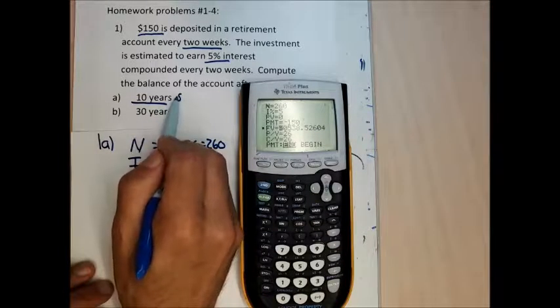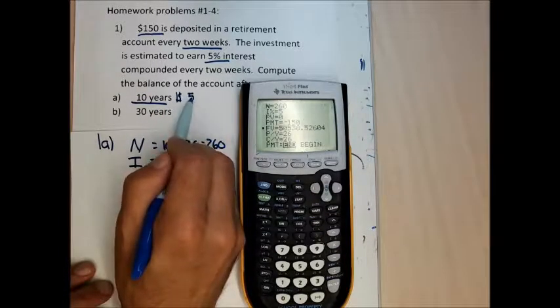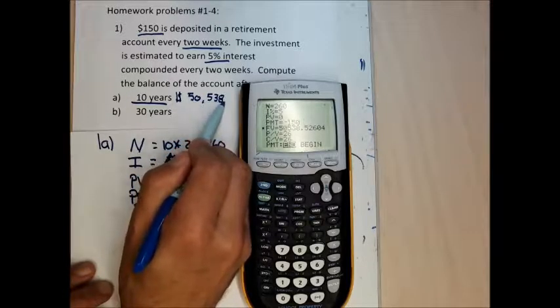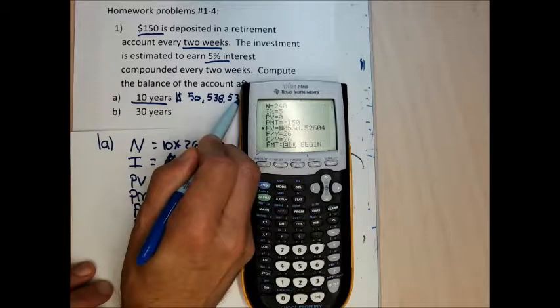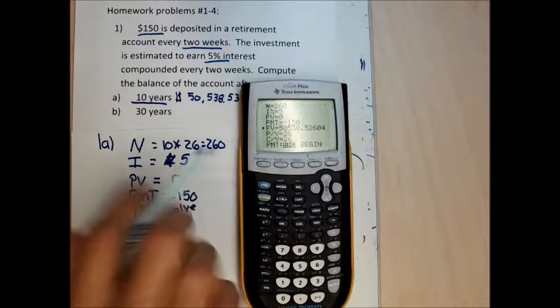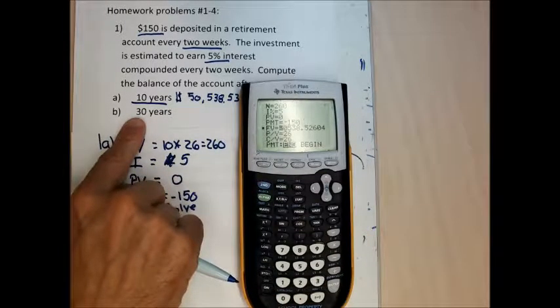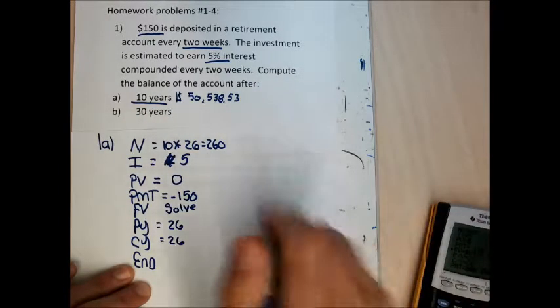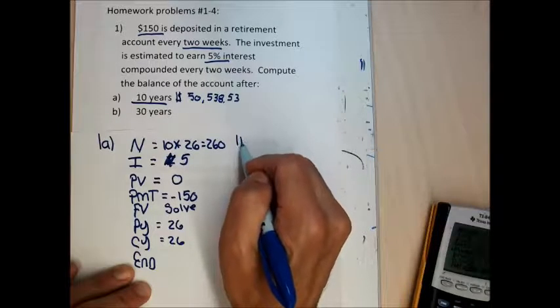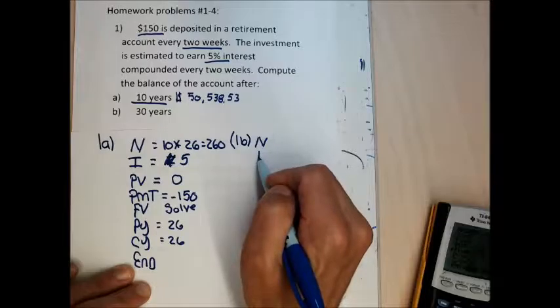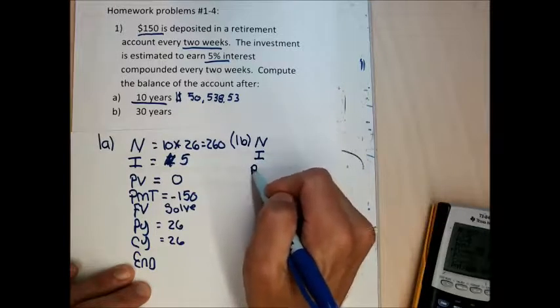For part A of number 1, I'm going to write $50,538.53 for my answer. When I go to part B, it's going to be really surprising. If I save for 3 times the length of time, it's going to be more than 3 times the money. So for part B, it just is supposed to show you that if you start saving when you're young, the amount of money you get is pretty substantially more.